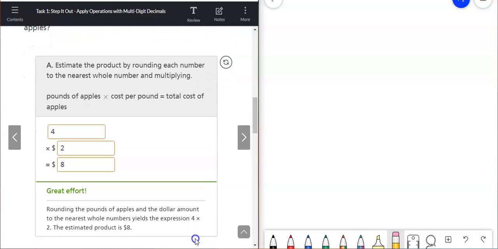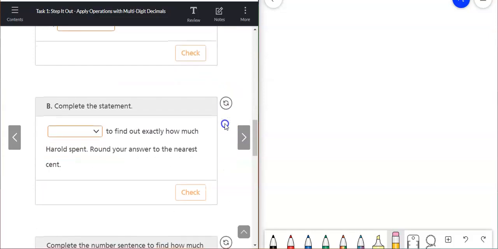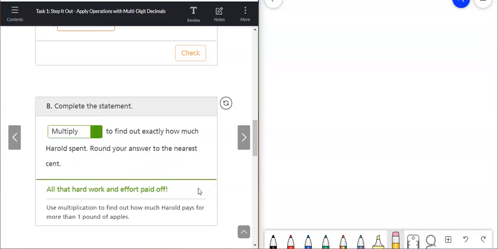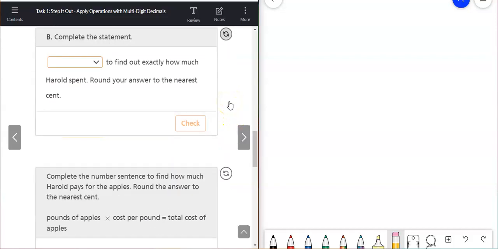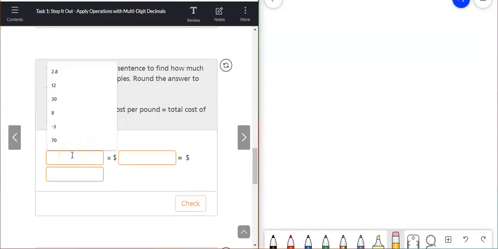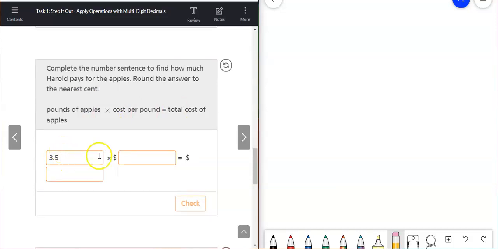So rounding the pounds of apples and the dollar amount to the nearest whole numbers yields the expression 4 times 2. So my estimated product is going to be 8. So I want my real answer to be around 8. To find out exactly how much Harold spent, we're going to multiply, and we're going to round your answer to the nearest cent. So instead of estimating this time, we're taking the real numbers. So I have 3.5 times $1.79. And now we have to solve that.